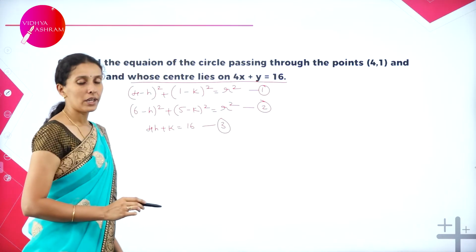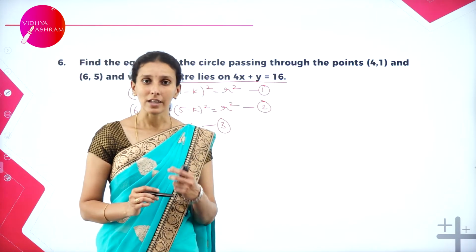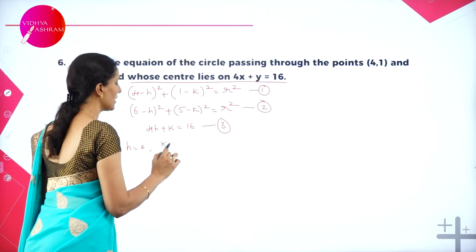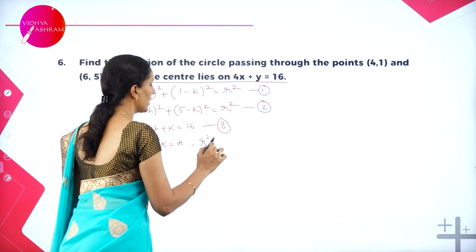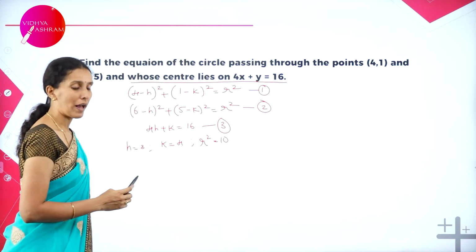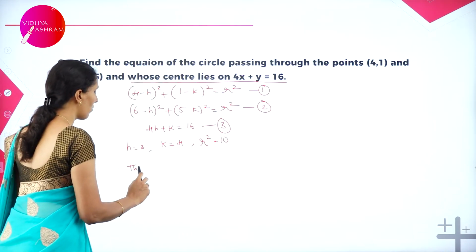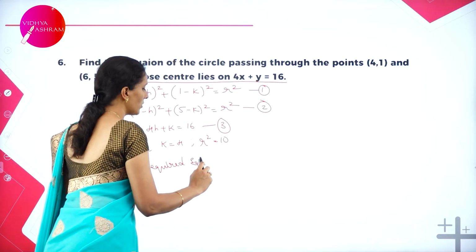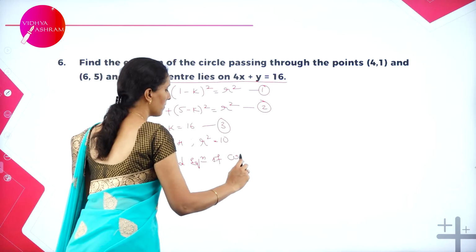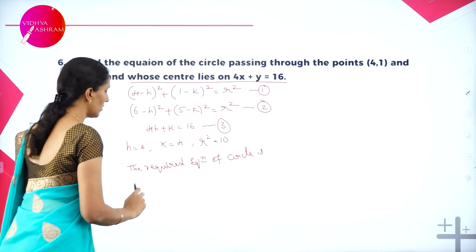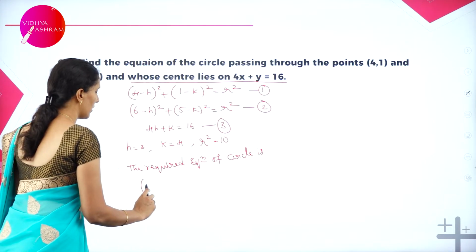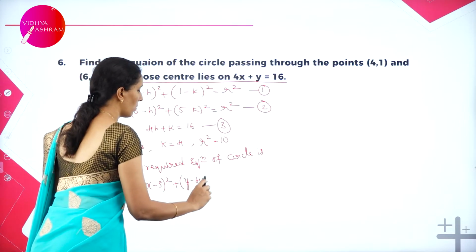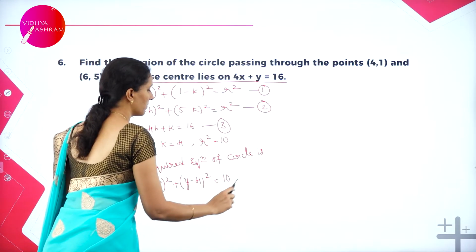So solving all the equations 1, 2, 3 simultaneously, we get h = 3, k = 4 and r² = 10. So these are the values we get. Therefore, the required equation of the circle is (x - 3)² + (y - 4)² = 10.